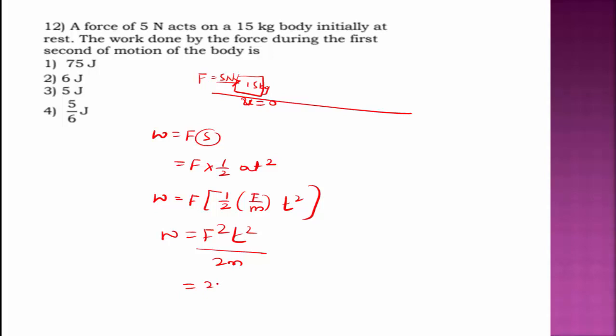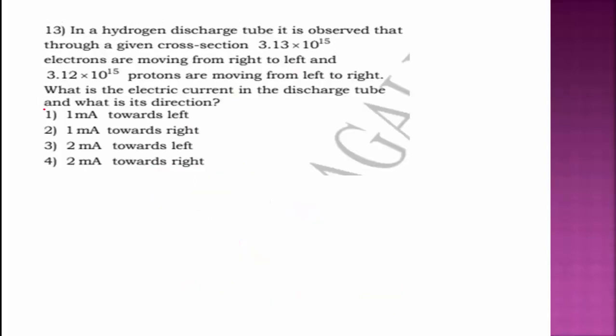5 into 5, that is 25 into 1 square during the first second, that is 2 divided by mass is 15, then 25 divided by 30, this is 5 by 6 joule. Option 4 is the right answer.